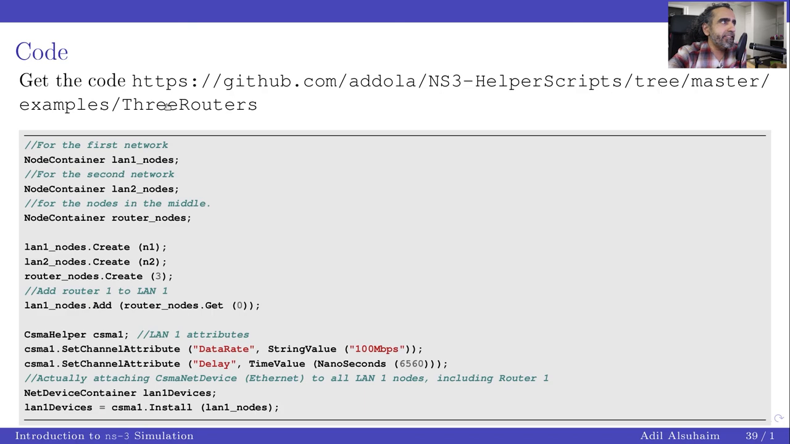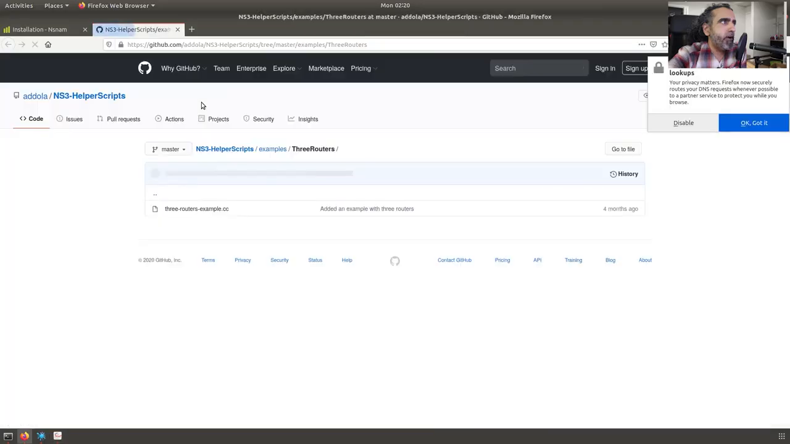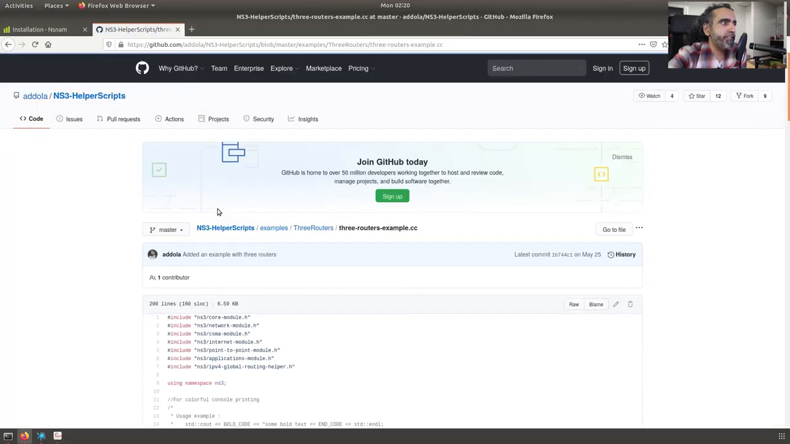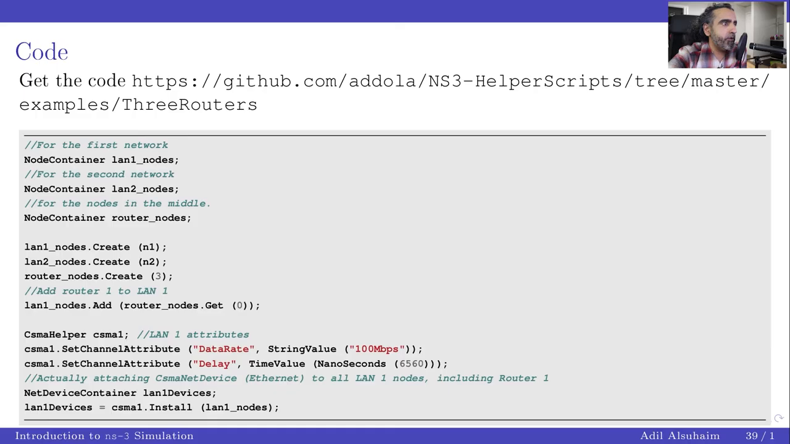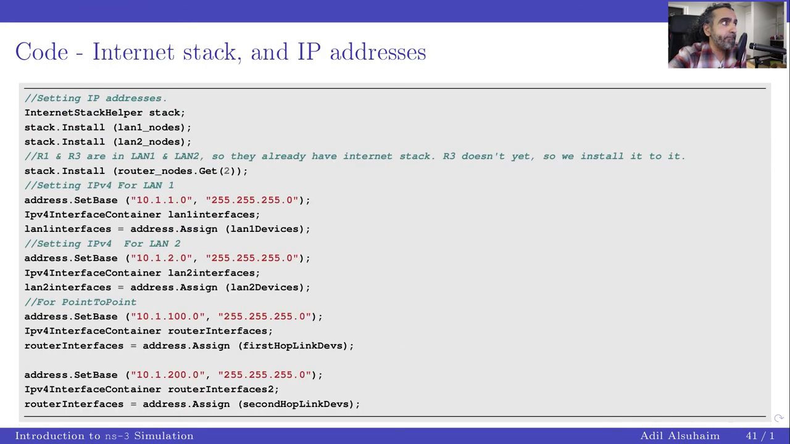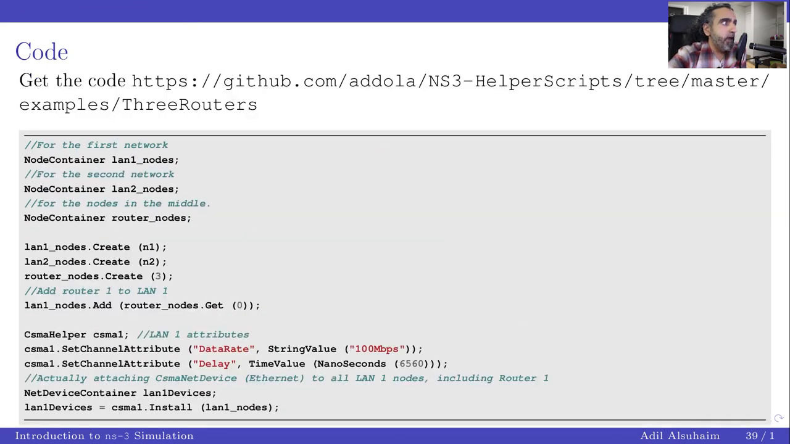To build this, I have the example right here on my GitHub. Let me open it up. And you can actually see the code and get it for yourself. I'm not going to go into the details of the code, but basically, I create a node container LAN 1, node container LAN 2, and then router nodes. N1 is how many nodes I want in the first LAN, N2 how many nodes I want in the second LAN, and then for router nodes, I want 3 routers.